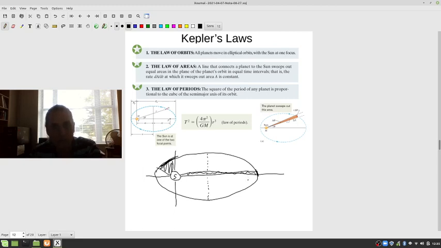And then he makes a further claim and he says, look, we can connect the period, so that's how long this planet takes to go all the way around once. The period is connected to this R, I think it's the semi-minor axis of the ellipse. So he's got T squared and R cubed.